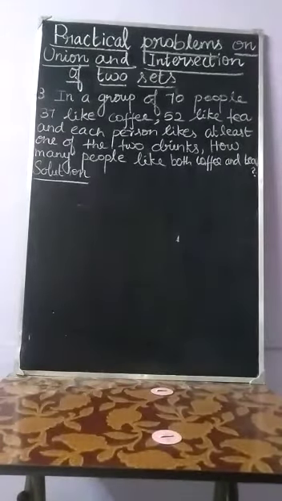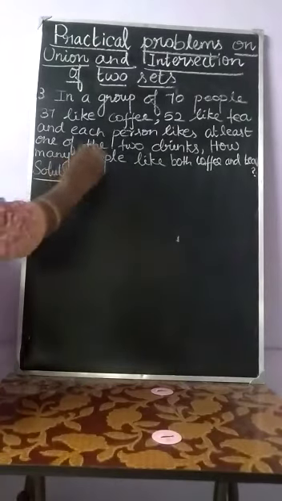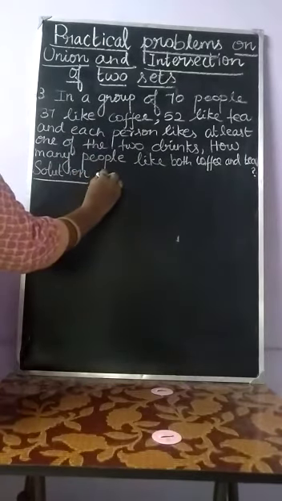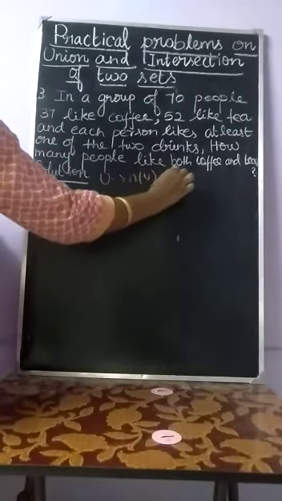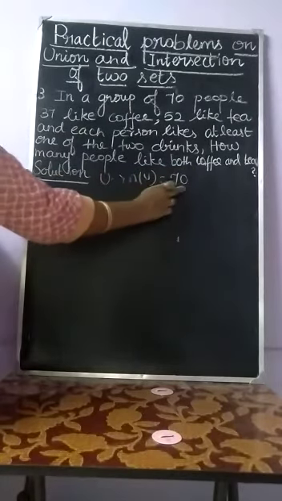Next problem. In a group of 70 people, 37 like coffee, 52 like tea, and each person likes at least one of the two drinks. How many people like both coffee and tea? That is our question. The universal set denotes the set of people, the whole total number of people. So n of U value is 70. Total number of people is 70.